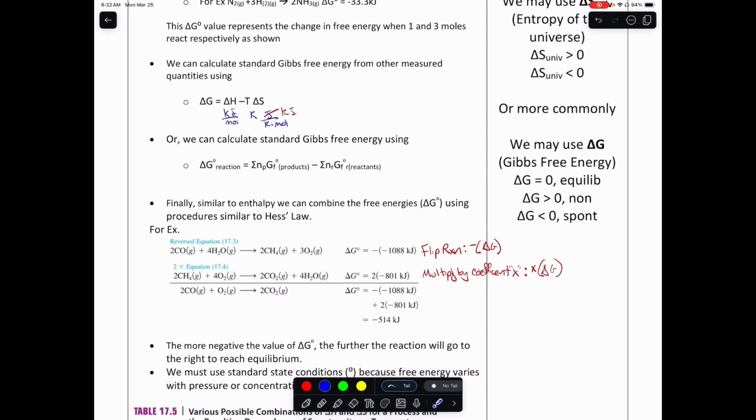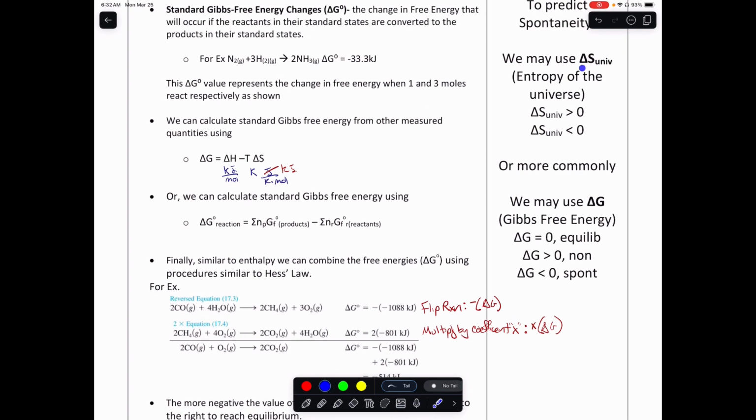Some of my notes on the side is that while it's true we could use delta S of the universe to calculate or predict whether a reaction is spontaneous, it's more common that we would use delta G. Just as a reminder, a negative delta G means that the reaction is spontaneous. A positive delta G means the reaction is not spontaneous. And a delta G that is equal to 0 means the reaction is at equilibrium.